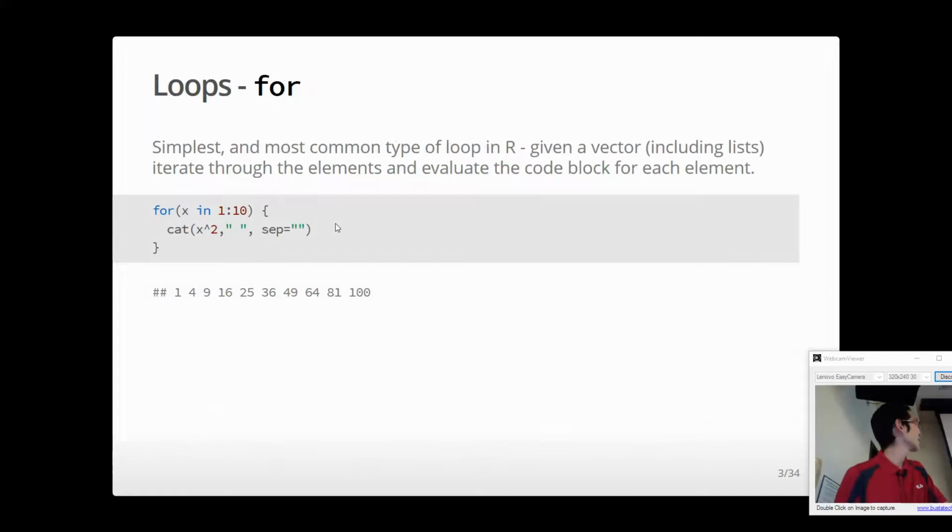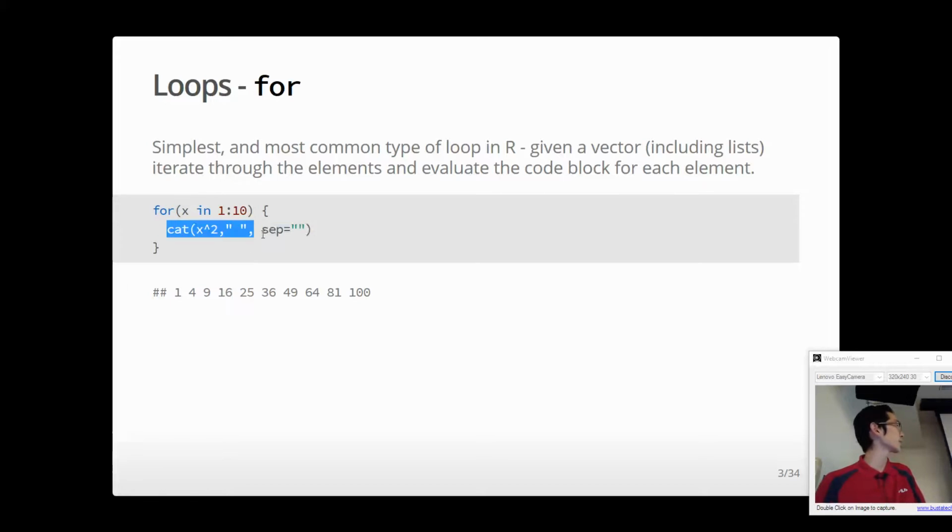Okay, let's go back to loops. All right, and so with the for loop, you start with for, and you say for x or for whatever variable in, and then you give it a vector. Okay, and then so you say for whatever in this vector. And what it's going to do is it's going to repeat everything inside the bracket for each element in the vector.